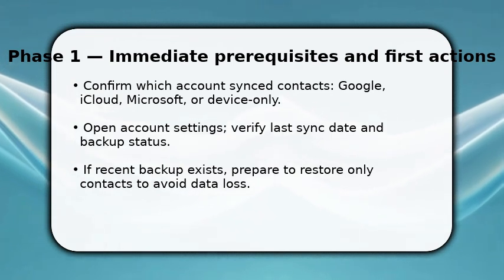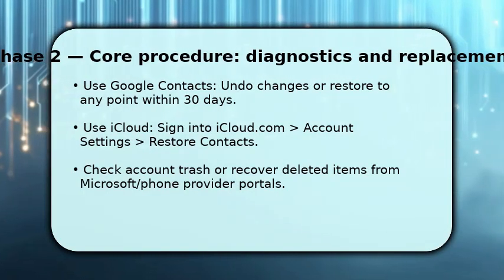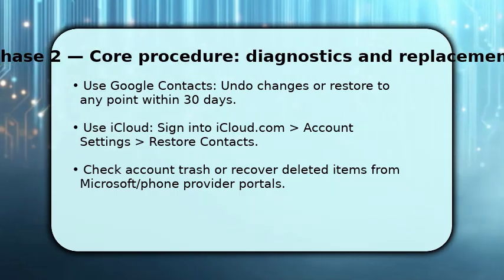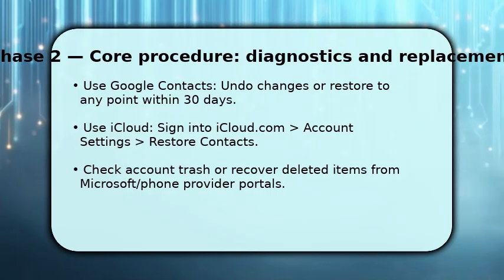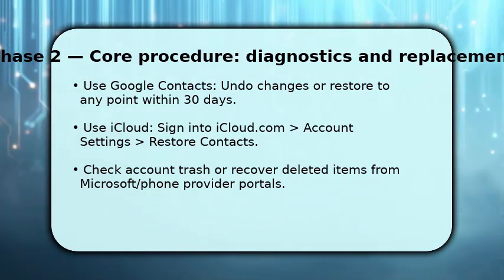Once signed in, act quickly. Google Contacts lets you undo changes or restore to a specific date within 30 days, which reinstates deleted numbers. For iCloud, go to Account Settings on iCloud.com and choose Restore Contacts from File Archives. Pick a snapshot before deletion.